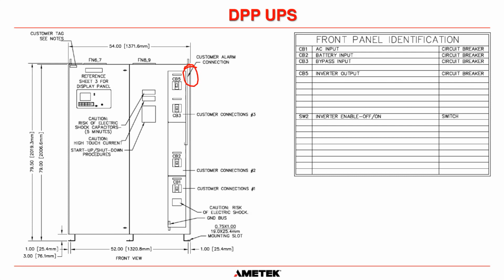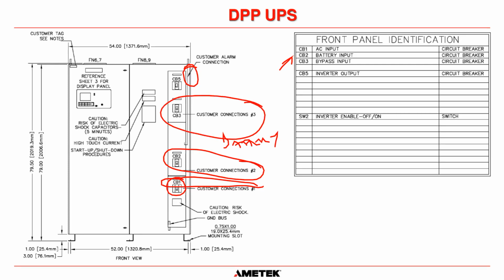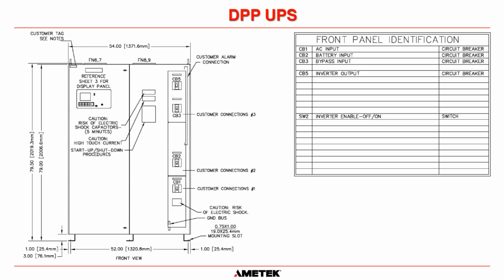The customer connections 1 to CB1. And if we go to CB1 up there, we can see that that is the AC input breaker. So the connections are actually connected to the input breaker itself. Customer connections number 2 is to CB2. That is the battery input breaker. And customer connections on CB3, that is the bypass. And we're going to go inside the system and show you that in a general arrangement drawing as well.